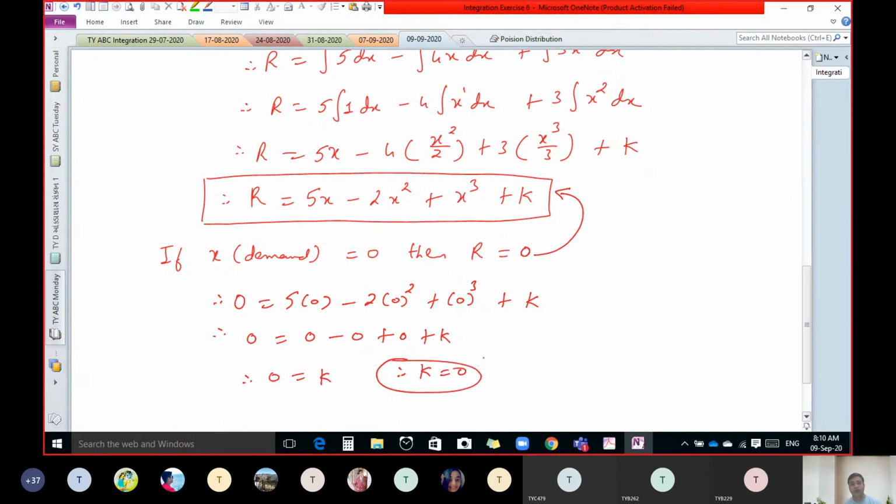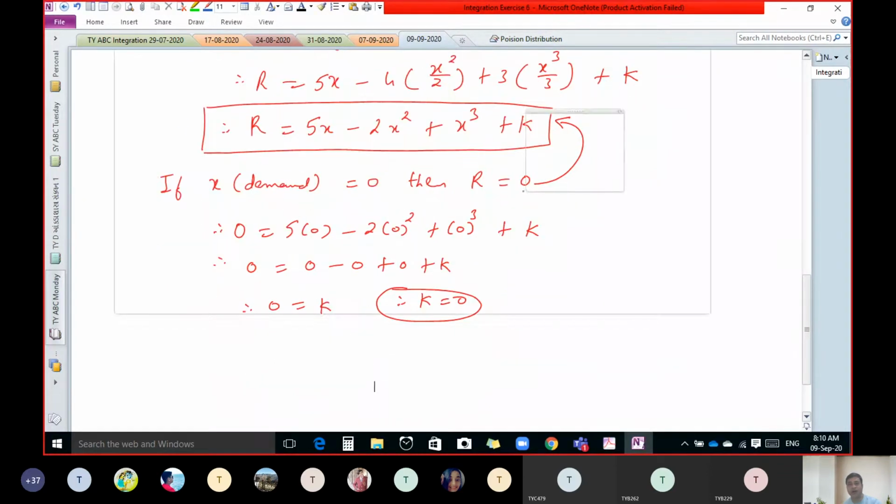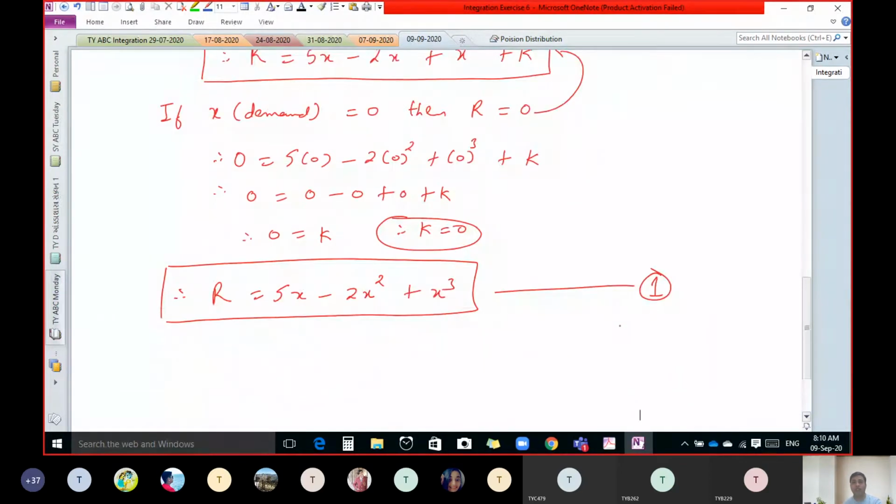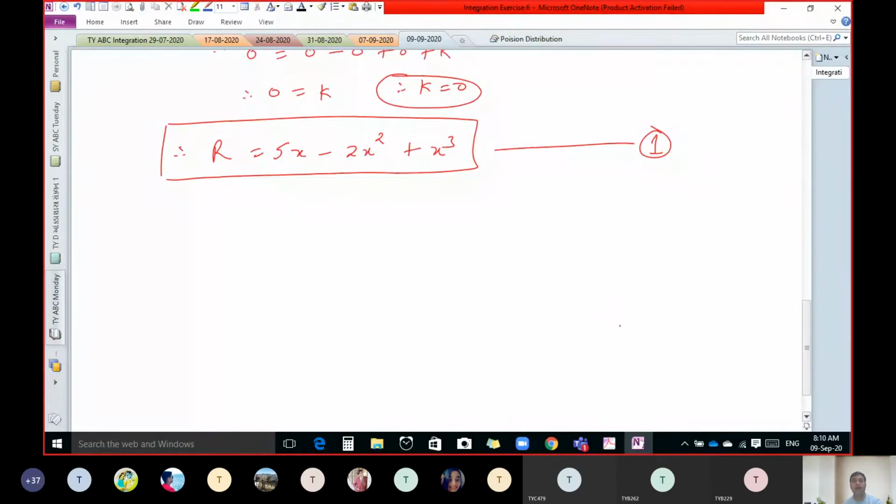So you have to take K equal to 0. And if we take K equal to 0, our revenue becomes 5x minus 2x square plus x cube. This is our revenue function. Let us say equation 1. So now we have a revenue function, and that is 5x minus 2x square plus x cube.